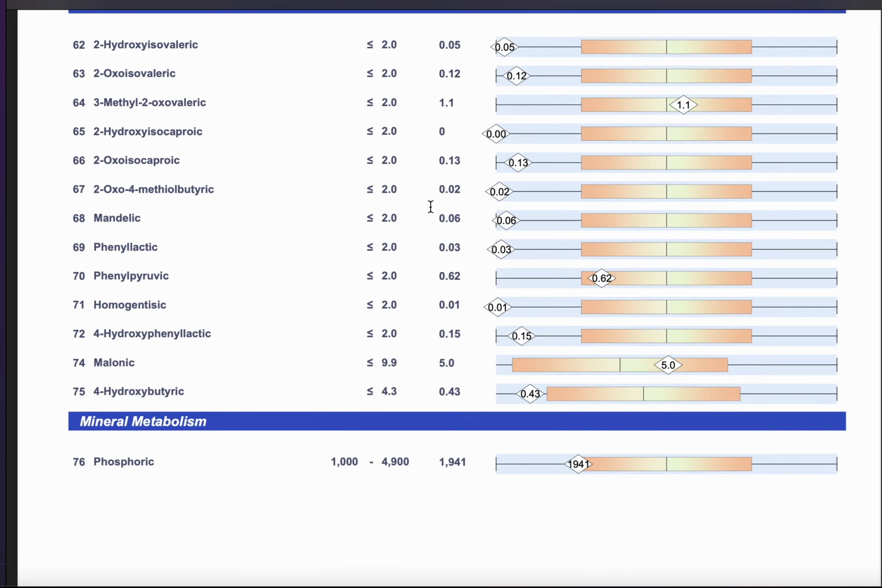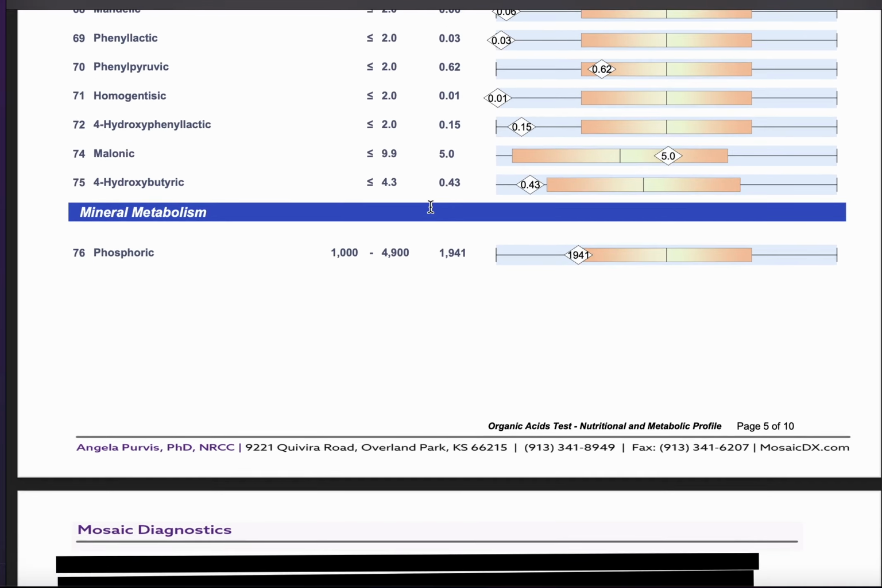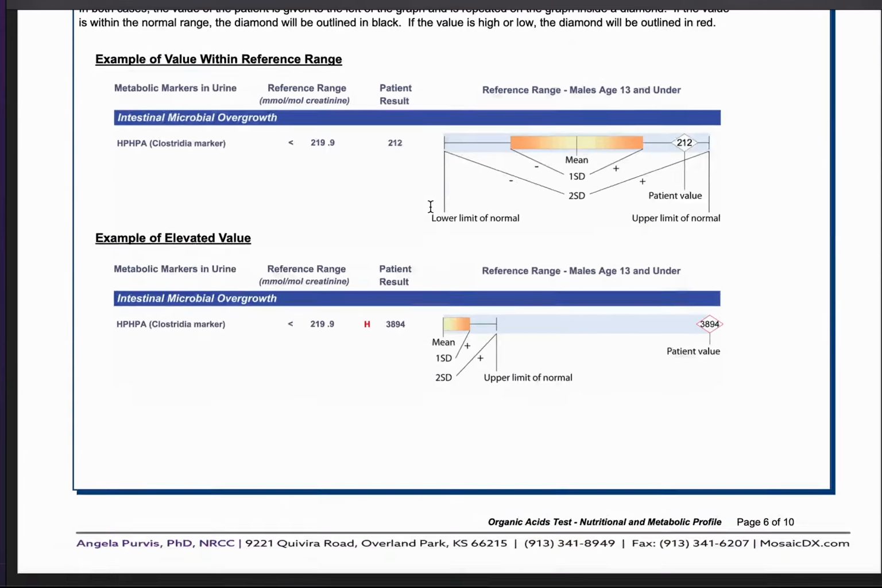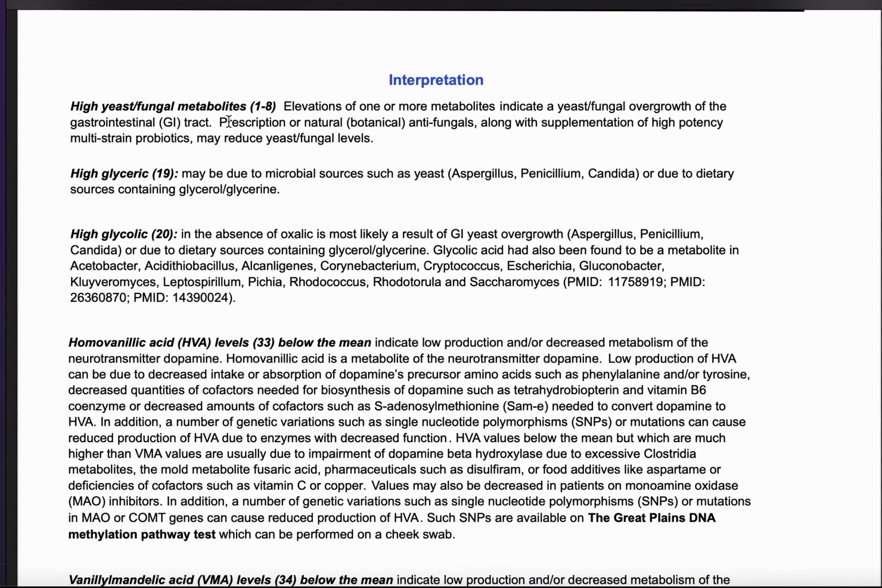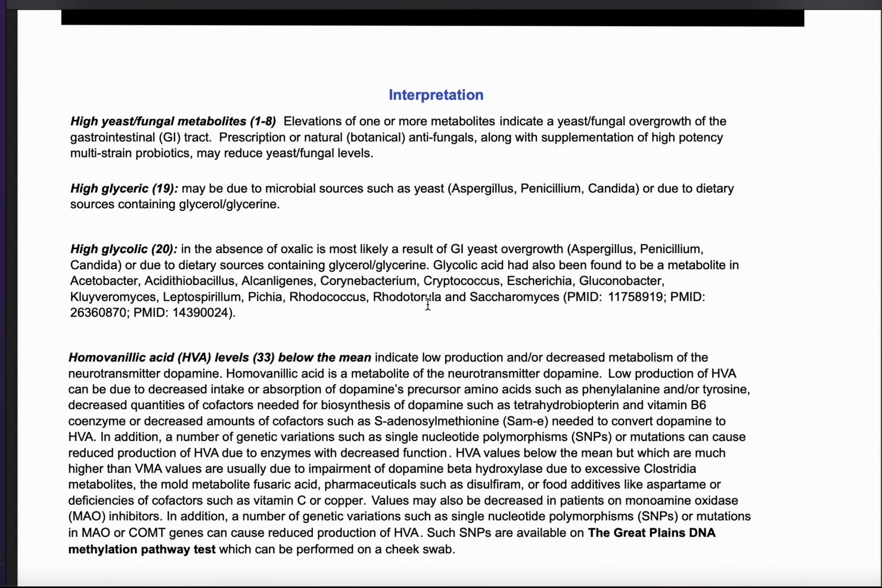The nice part about this test is in the bottom aspects, when you go way down here, it's great because it gives you the markers that are off and then the supplements that you should take to fix it. That's how I first learned all this stuff. Basically I'd read what it is, here's the recommended supplementation for it, and then I started supplementing for it, and it worked great.